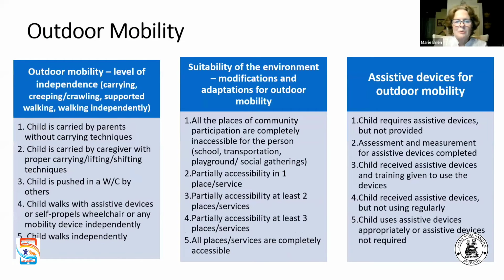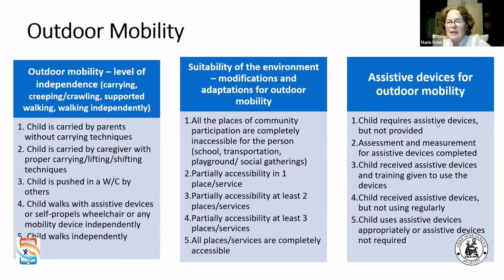Then we look at outdoor mobility. So the same type of progression, but in terms of the environment, we look at the places that the child and family would like to be going to within their community, and the key places where they would like to be able to go. So sometimes they might have one or two places that they enjoy going to that are accessible, but not all. And sometimes we work with the community to try to look at accessibility.